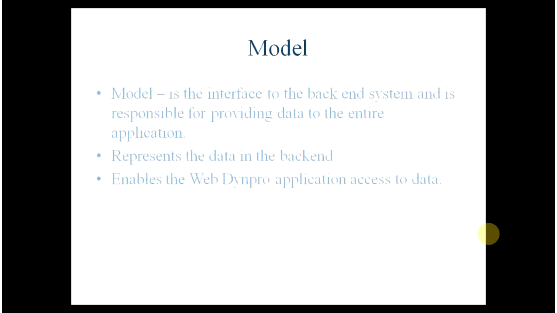Now we have the model. As I told you, it acts as an interface to the backend system. It is responsible for providing data. It hits the database and gets the data. Only the model has access to the data. But in WebGen Pro, we can also have direct access to the backend in the view or the controller itself. But we don't follow that, because ultimately we will be violating this MVC architecture.